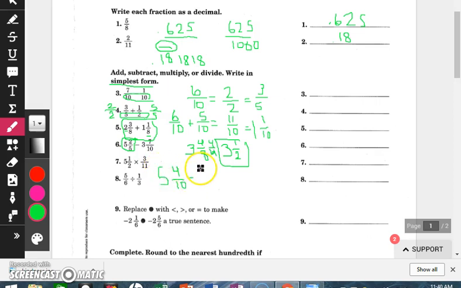5 and 4/10 minus 3 and 7/10. Remember, the denominators, the bottom numbers, need to be the same. And if you do not have the same denominators, you cannot add or subtract.